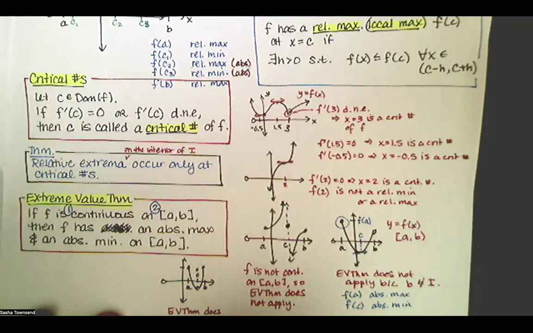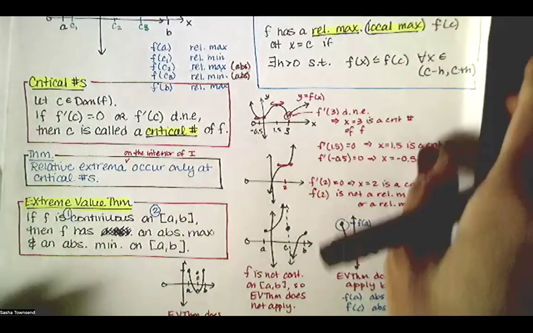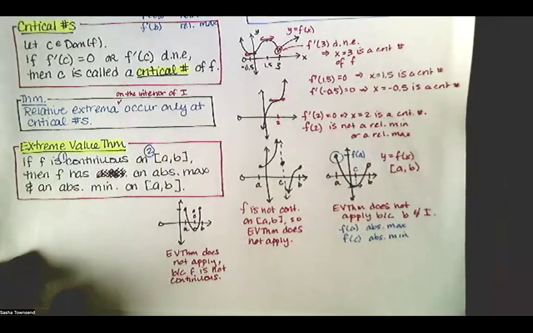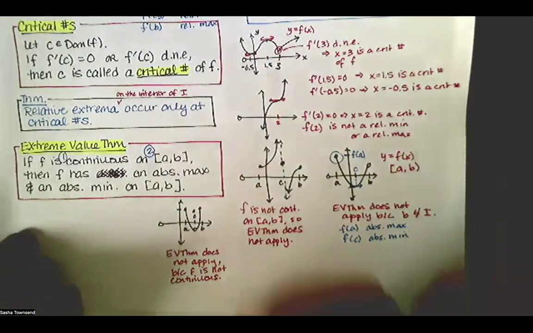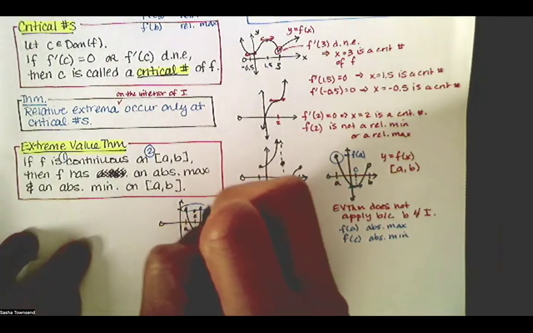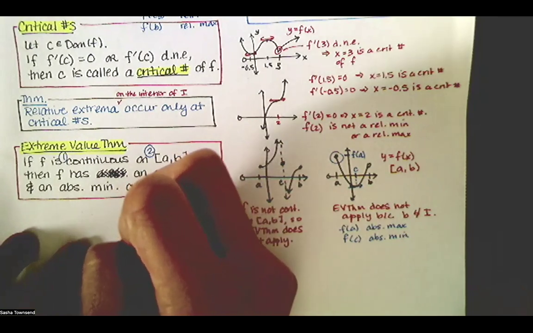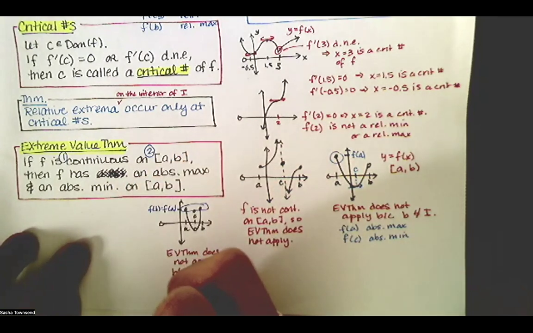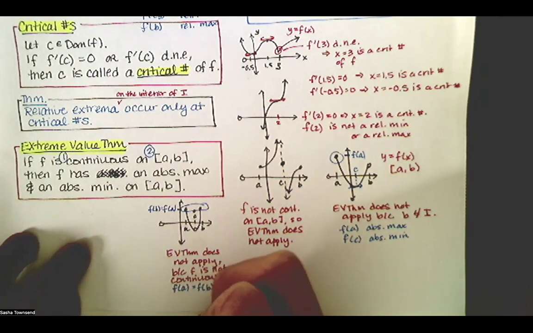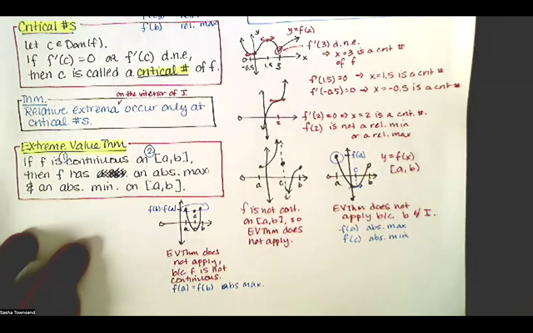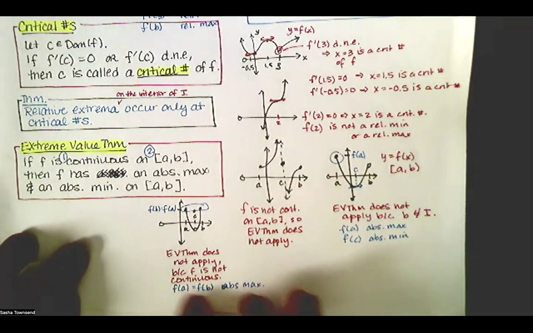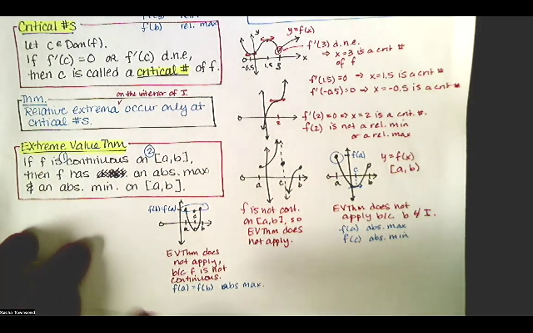But you could still ask yourself, well, even though it's not continuous, it might still have an absolute max or an absolute min, does it? And it does. We've got an absolute max right here. f of a and f of b happen to be the same thing. So you only have one absolute max, it's that value, but you've got two x values where that absolute max occurs. They occur at the endpoints. And then it has no absolute min.